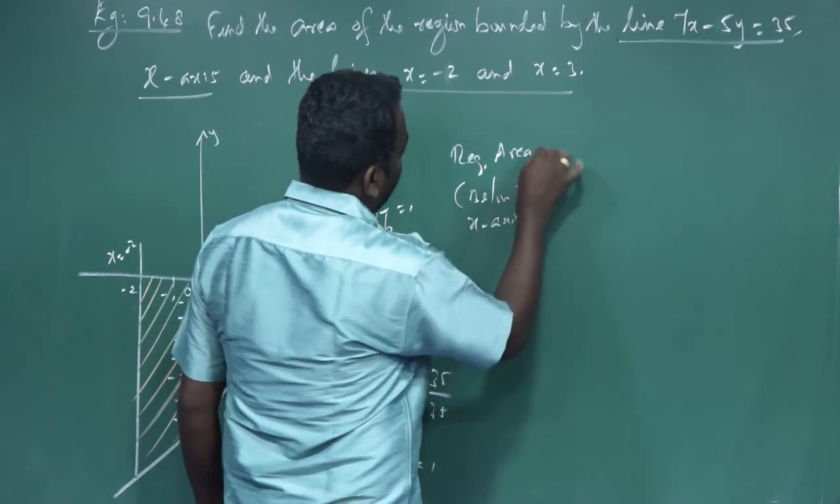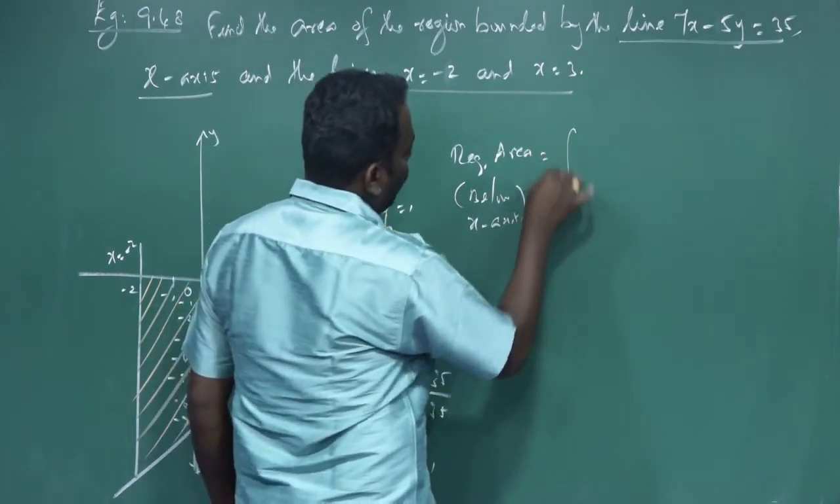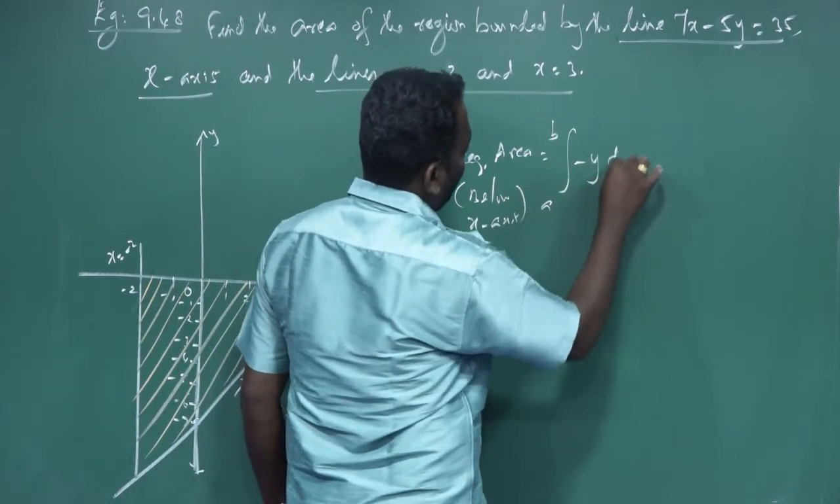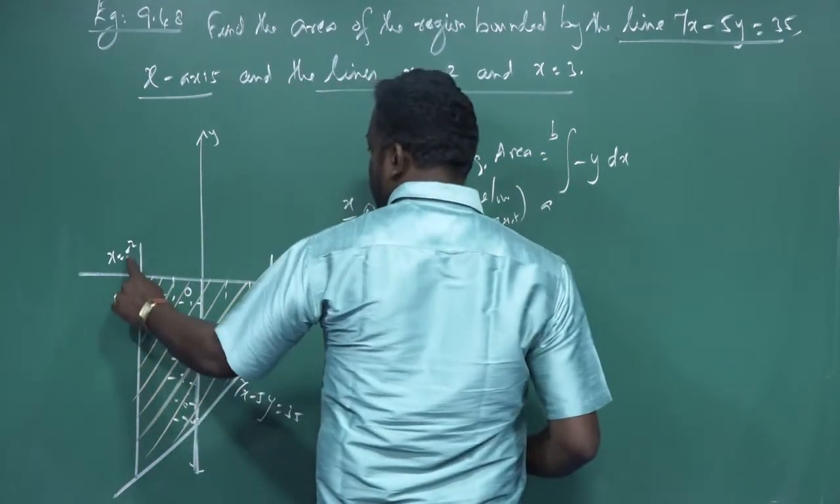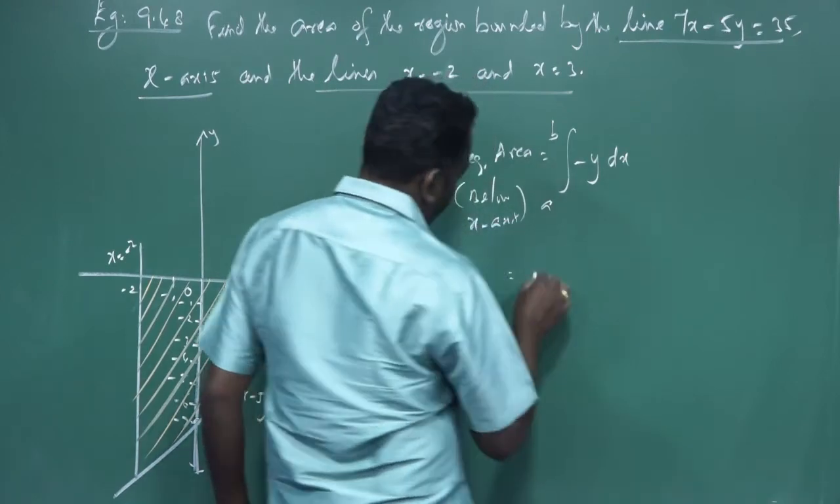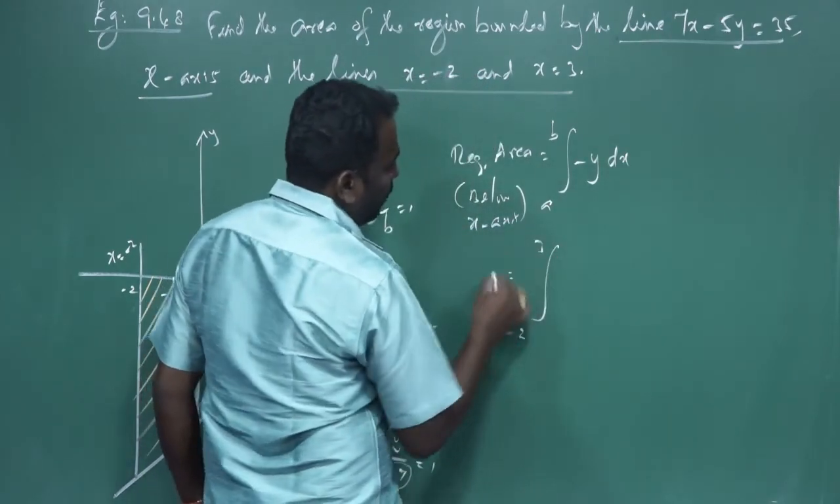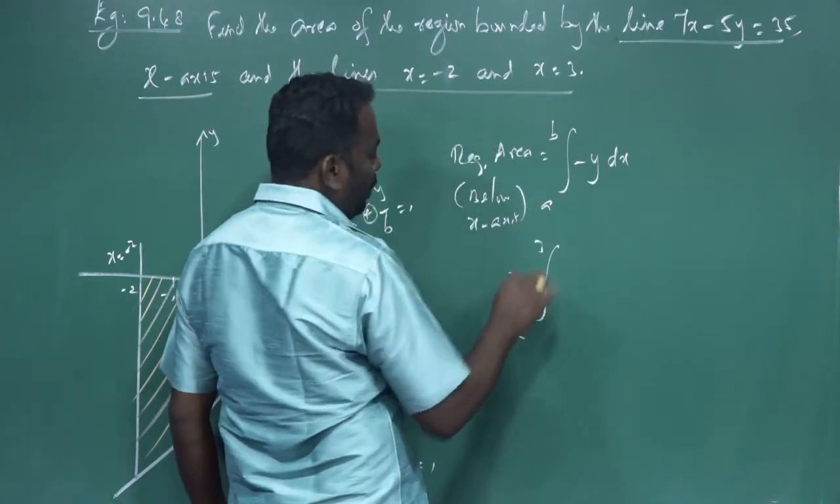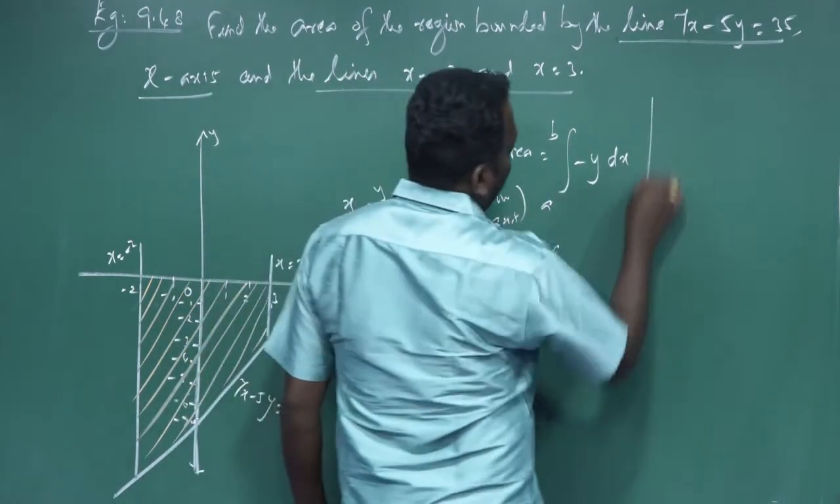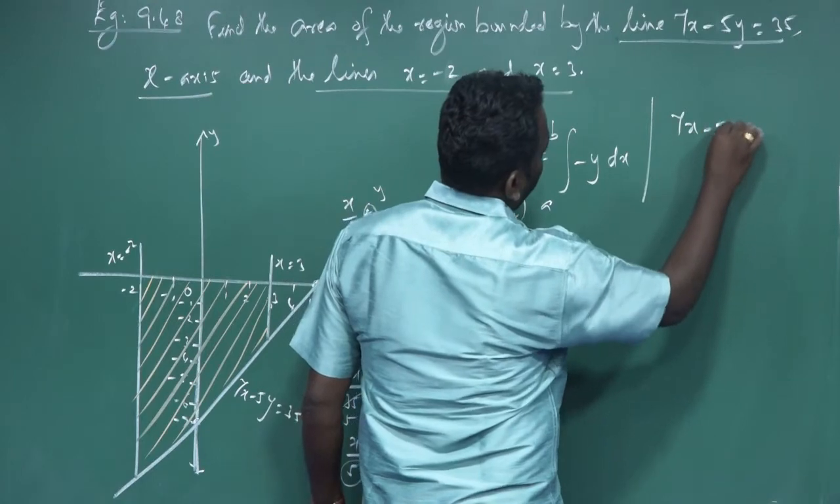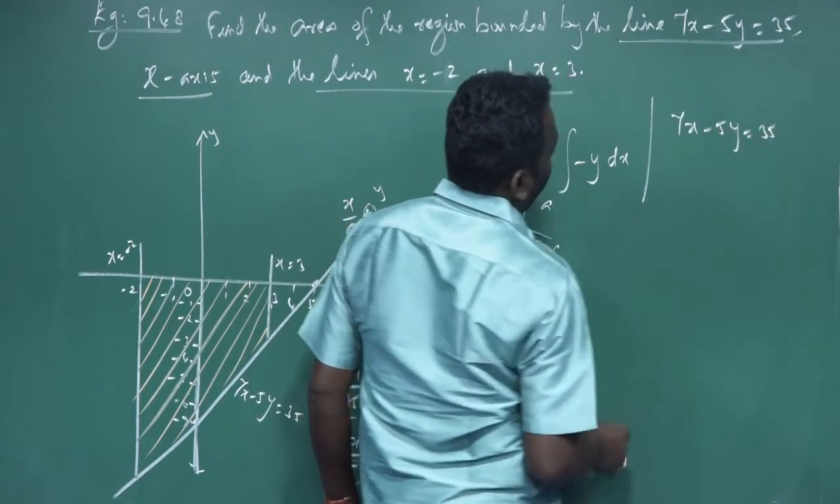We use the formula: integral from a to b of minus y dx, which is equal to the integral from minus 2 to plus 3 of minus y dx. You can keep the minus outside and find the y value from the given equation, 7x minus 5y equal to 35.